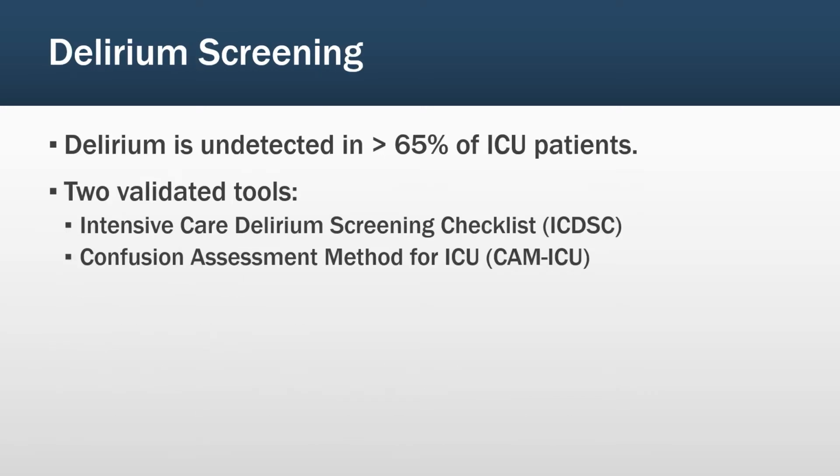So we know that delirium is bad. What can we do about it? Well, in order to treat delirium, we need to be able to identify patients who are suffering from delirium. Screening tools are necessary because in the absence of a validated tool, delirium is undetected in greater than 65% of ICU patients. The most commonly accepted validated tools are the Intensive Care Delirium Screening Checklist, or the ICDSC, and the Confusion Assessment Method for the ICU, CAM-ICU.